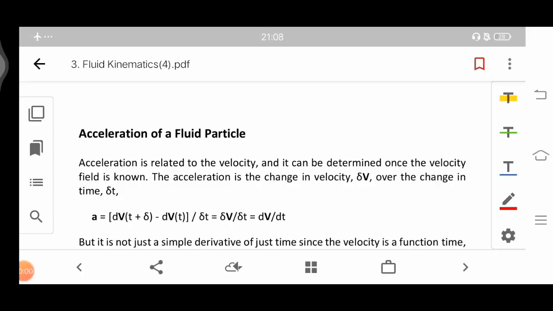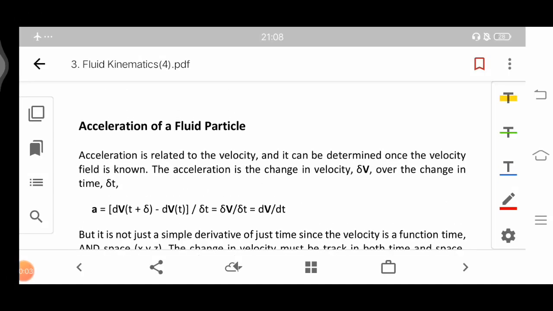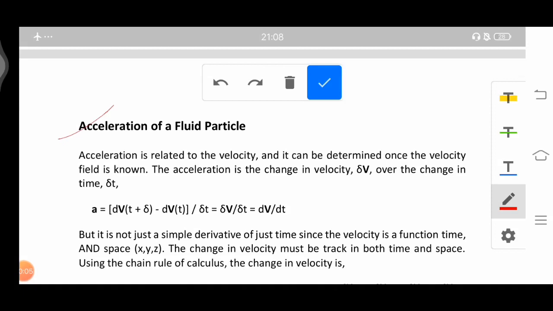The acceleration of the fluid particle. Acceleration, as you know, is related to the velocity and it can be determined once the velocity field is known. So until and unless you know the velocity field, just like in the continuity equation, you cannot determine the acceleration of a fluid particle.